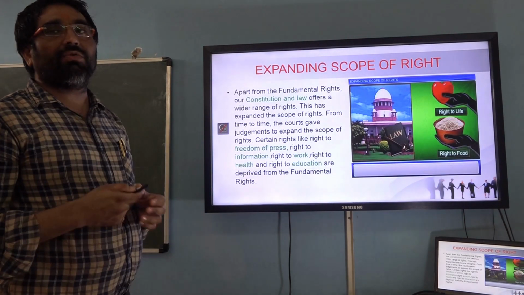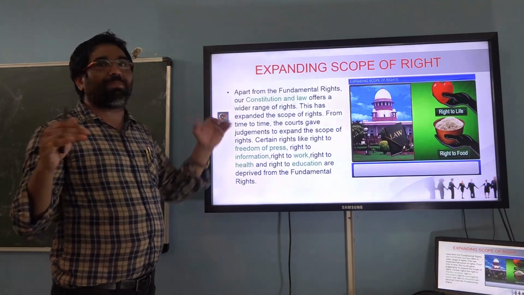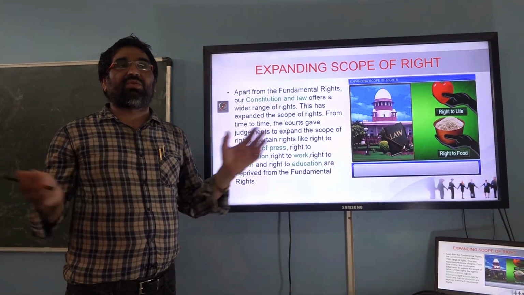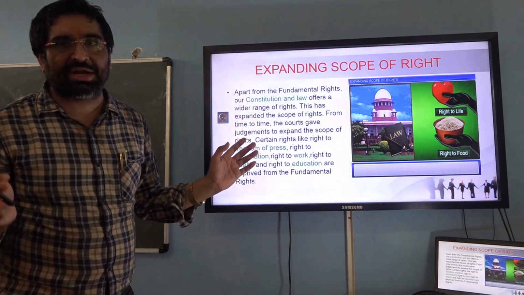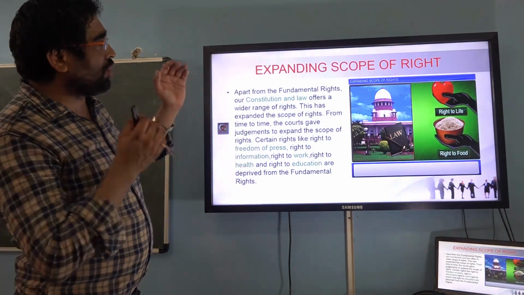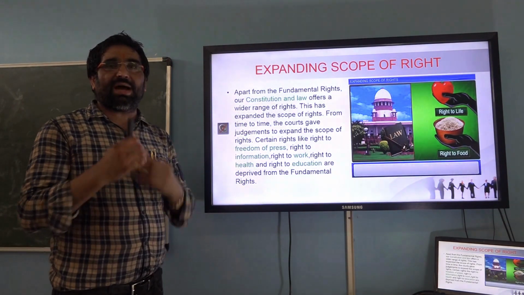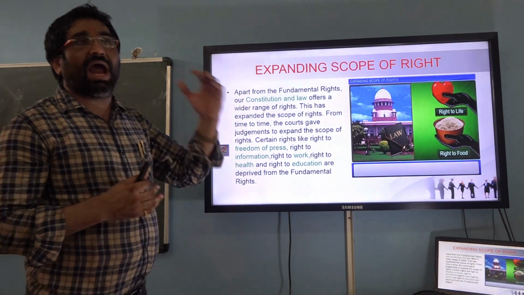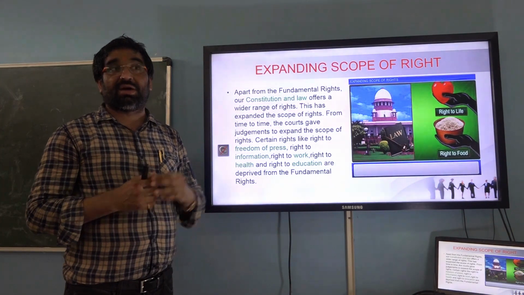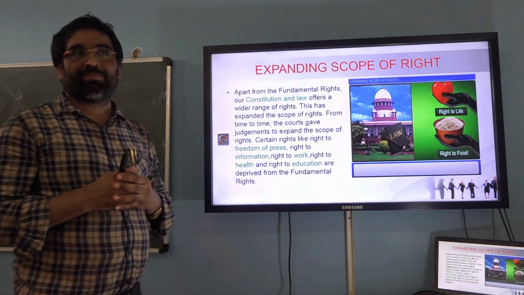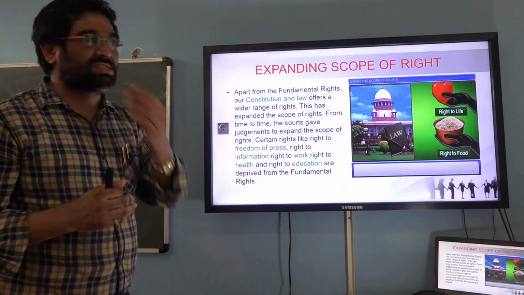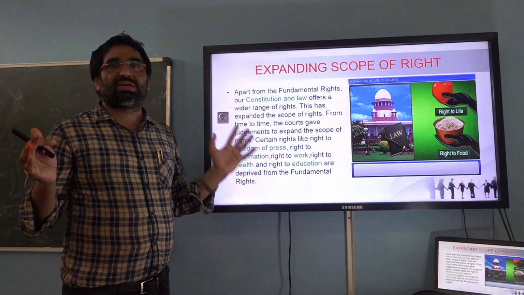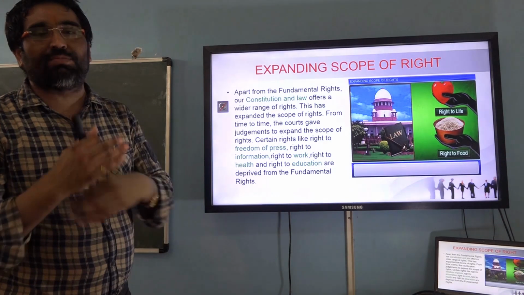And now we will see what the scope is in the future. Dear students, we can see that with time we have introduced a lot of rights which are not yet in the fundamental rights, but are the demand of the time. Like the right to information, right to education, and protection against domestic violence. Many such rights have been given by our constitution from time to time.